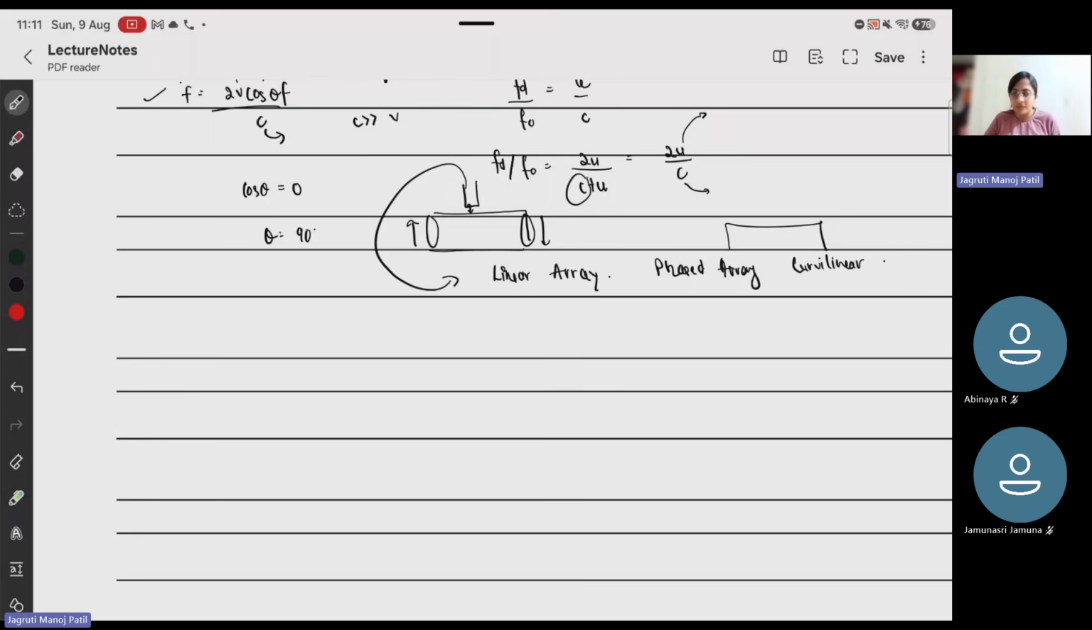You don't have a shift, or you'll have a minimal shift, when the probe is positioned at 90 degrees. How? Because it always depends on the type of transducer or probe that you're trying to measure with. So this was about Doppler measurement, Doppler flow shift measurement.